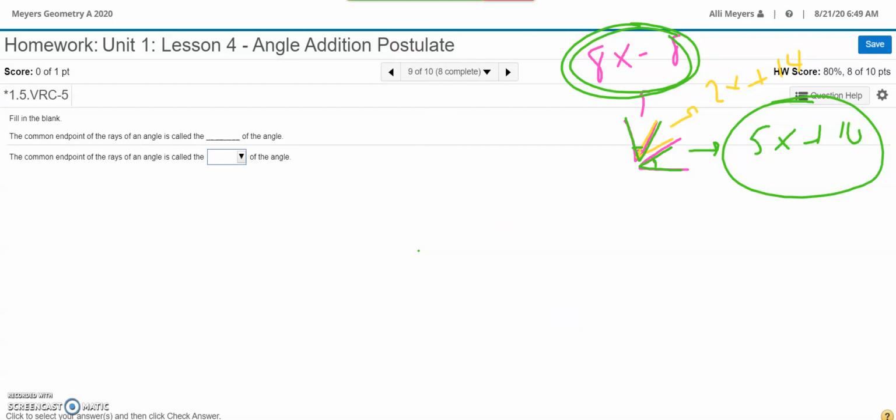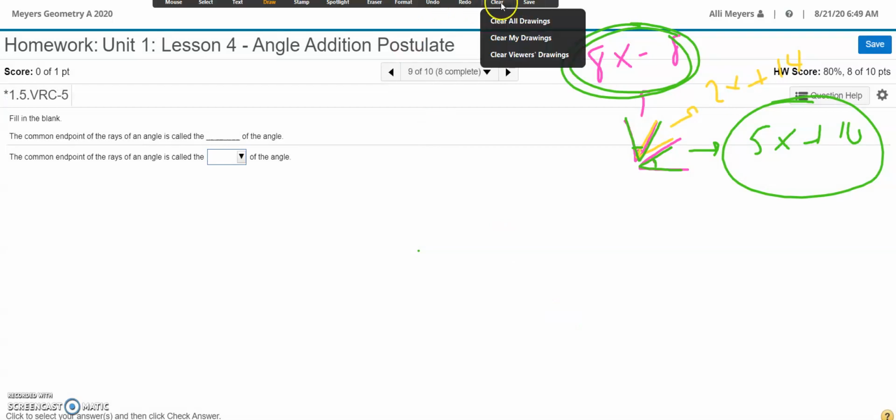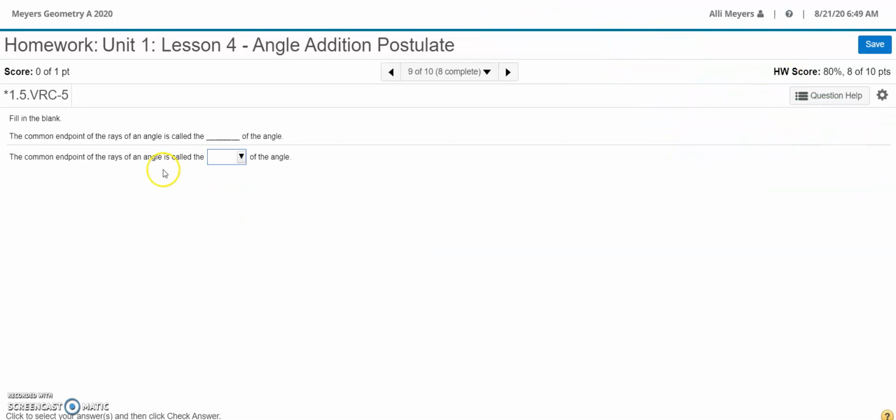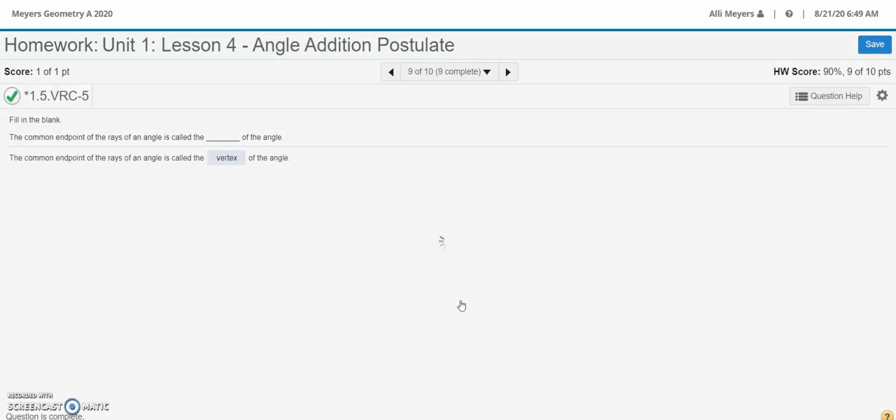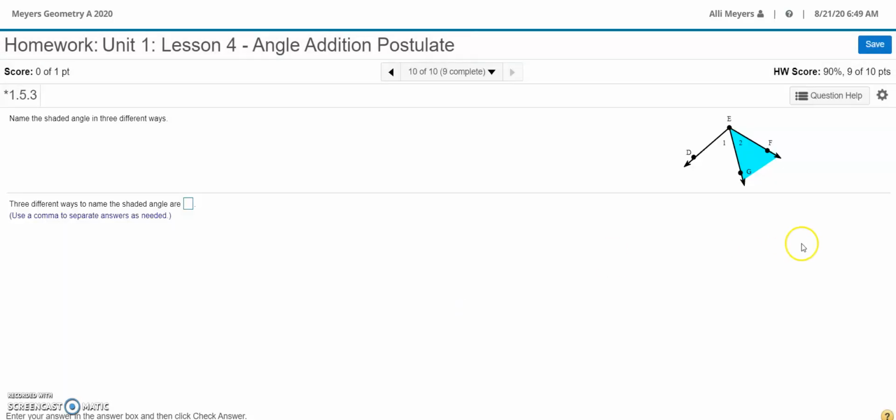Yay, drop down menus. Good, because I'm running out of time here. All right, the common endpoint of the rays of an angle. So this is just the point of an angle. That's the vertex where the rays meet. And my last one, name the shaded angle in 3 different ways.